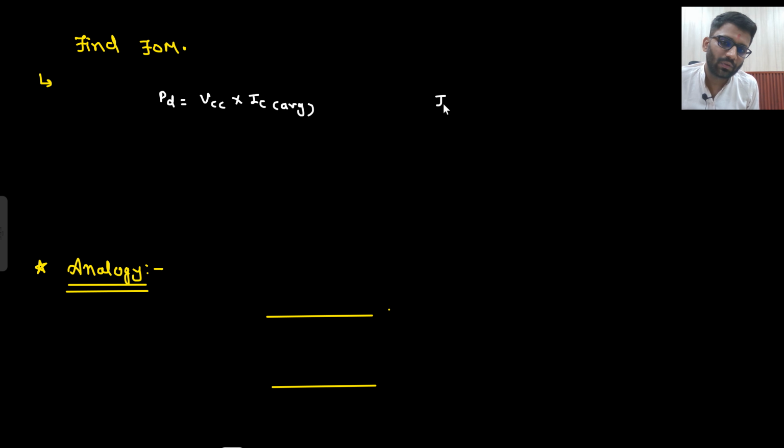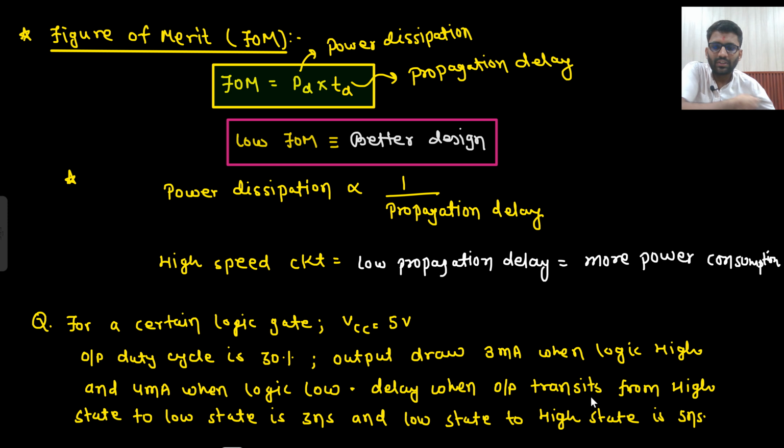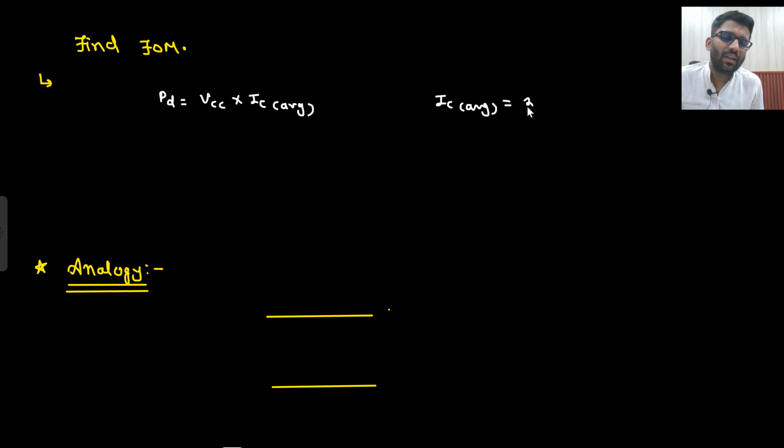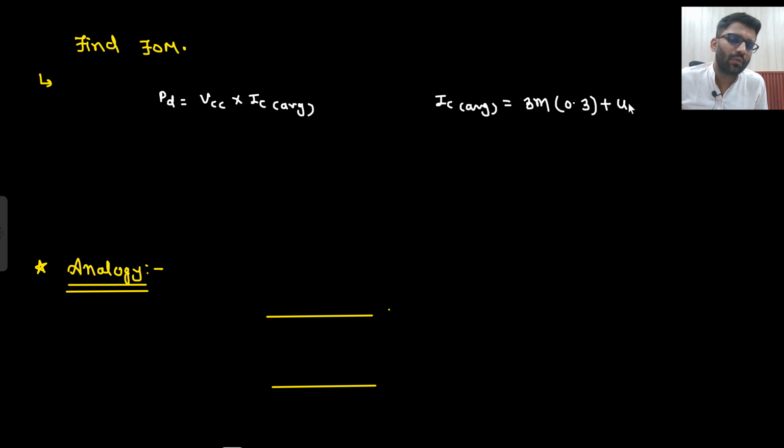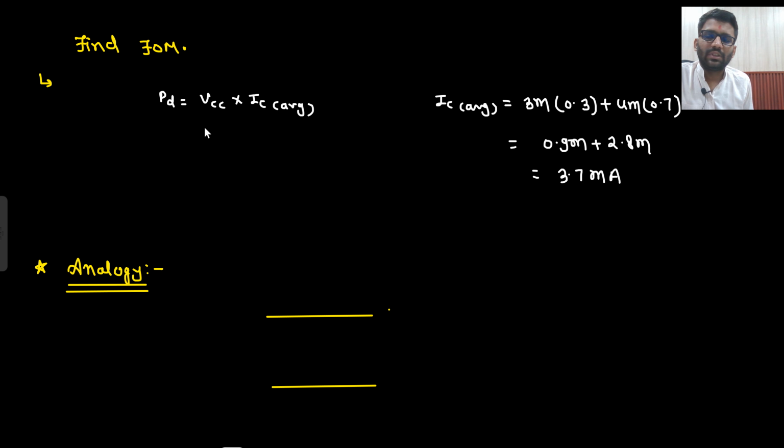So what will be your IC average? 3 milliampere when logic high and duty cycle is 30%. So for 30% of the time it is high, and 4 milliampere when logic low. So 0.9 plus 2.8, which is 3.7 milliampere. VCC is 5 volt into 3.7 milliampere. So this will be in watt.